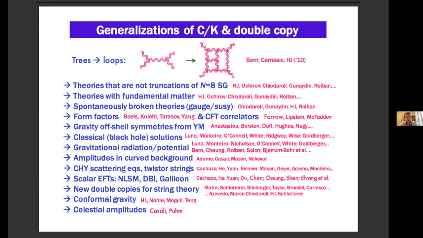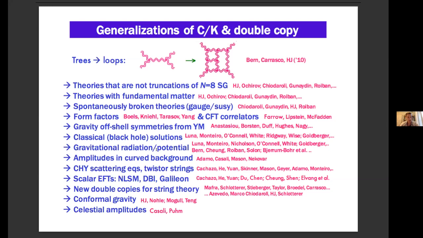There's also some interesting work on form factors and CFT correlators, and I think much less is understood here, except that for form factors, people have been able to compute up to 5 loops of Yang-Mills form factors based on color-kinematics, which is very impressive. There's some work on off-shell symmetries. This has mostly been done at the free theory level. And then classical black hole solutions, which we already heard a bit about. And in the next talk, we'll hear about gravitational radiation and potentials.